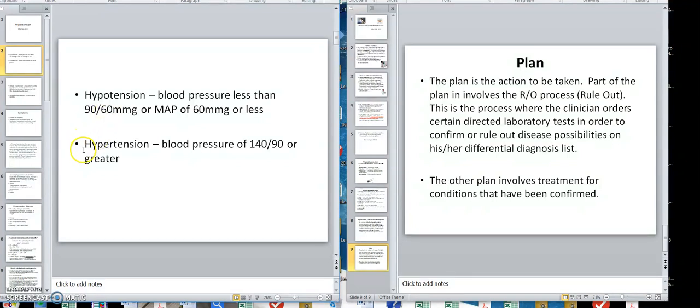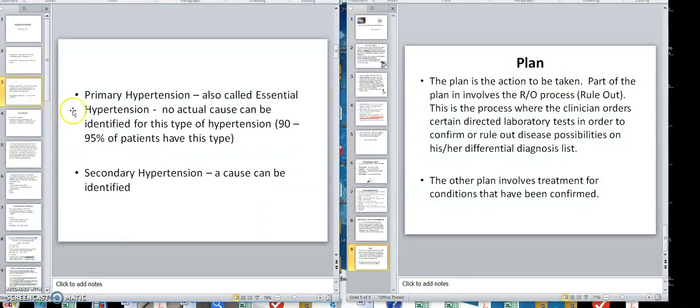But however, we have defined what hypertension is. Hypertension starts with a blood pressure of 140/90. A blood pressure of 140/90 or greater is hypertension, right? So in hypertension, we have what we call primary and secondary. Now, in any case, in clinical, when you see primary or secondary, primary generally means you can't find a cause for it. It's there. Secondary means that you found something that is causing this to happen.